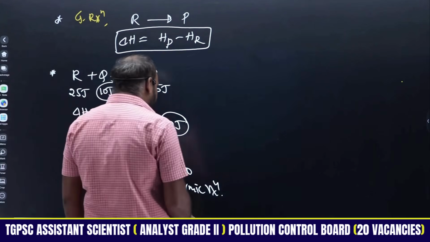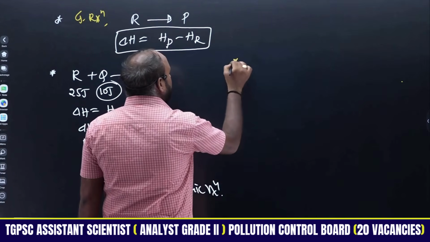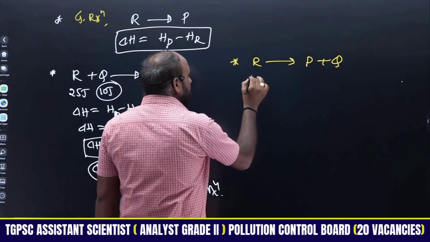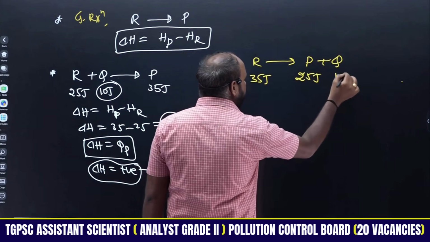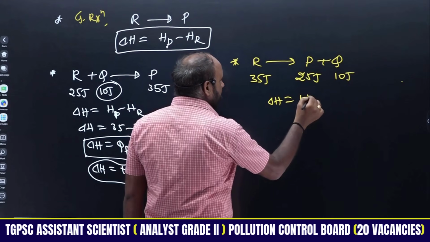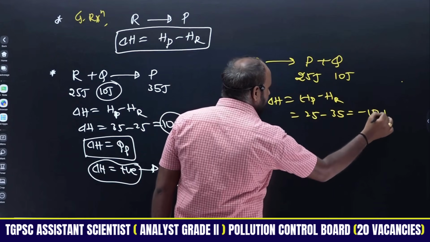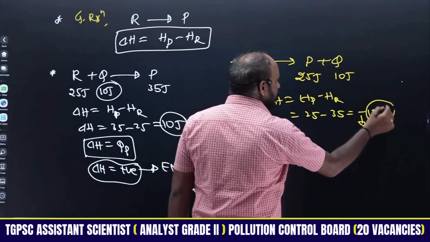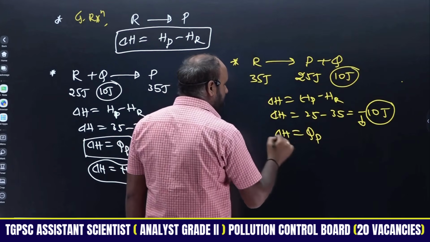Similarly, the other kind of reaction is carried out with the liberation of some amount of heat energy. Reactants give rise to products by liberation of heat energy. For example, here 35 joules of heat energy is there, 25 joules in products, then 10 joules of heat energy is liberated. Therefore delta H is H of products minus H of reactants, that is 25 minus 35, which becomes minus 10 joules. This minus is a release, so 10 joules will be equal to Q. Hence in this case also delta H is equal to Q of P.